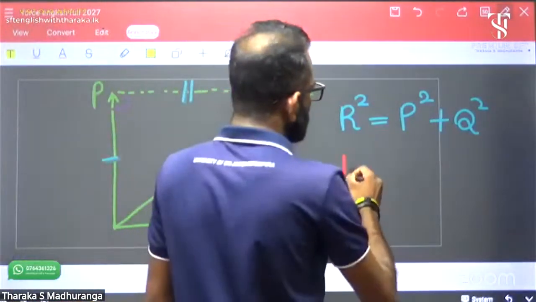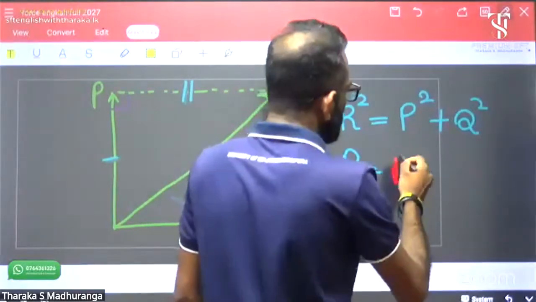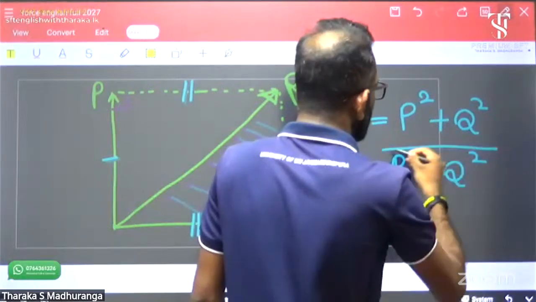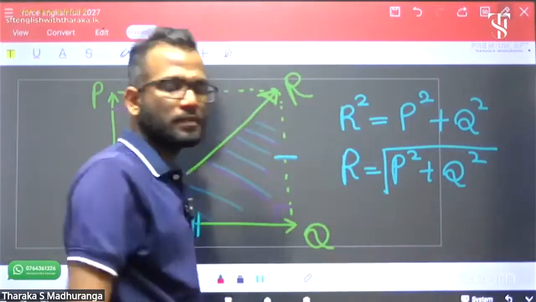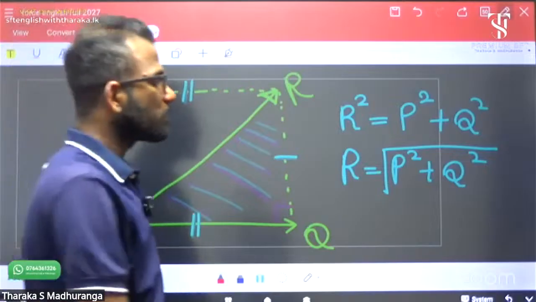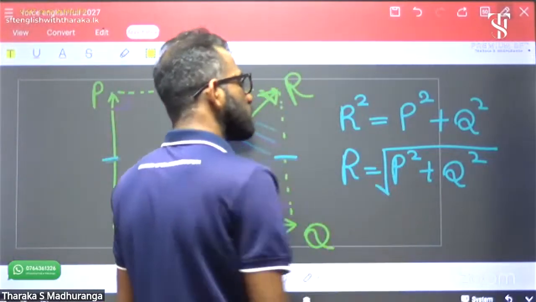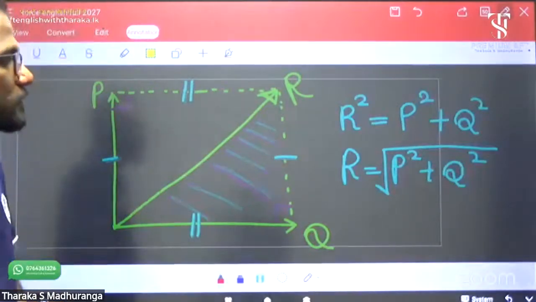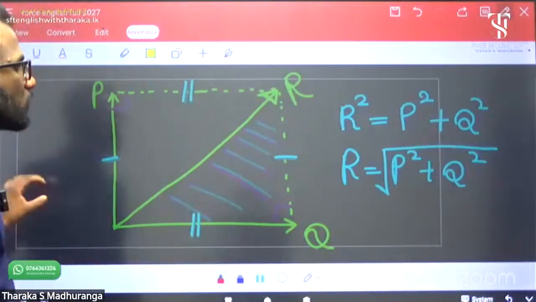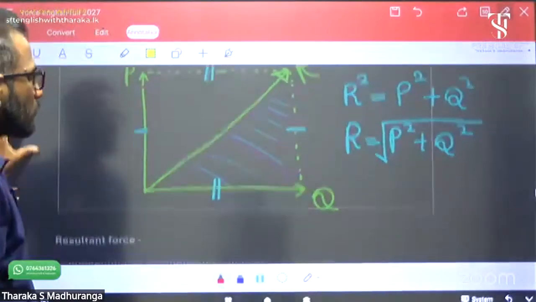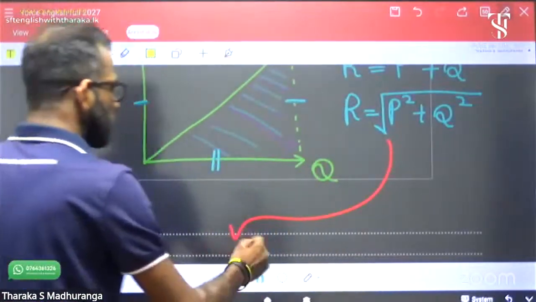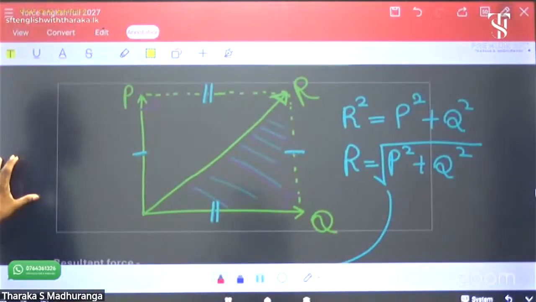Now R equals the square root of P squared plus Q squared. Okay, that's the short form. Okay, you can draw and write down this one in this given space. Okay, quickly.